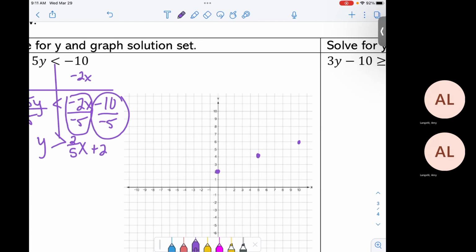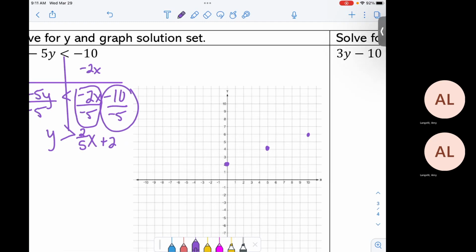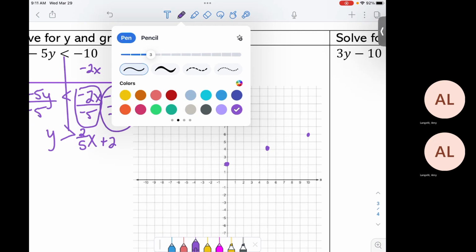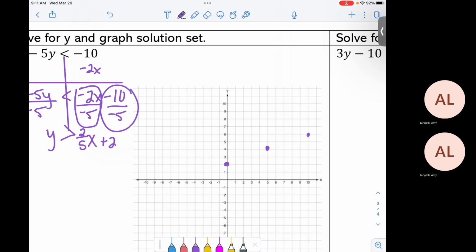Tell me something else that is tricky about this problem. It has to be a dash line, that's right, because it's not equal to. So when we connect, make sure you use a dash line. Are things on the line a solution? No, because it's a dash line. If it's a solid line, we could say yes.